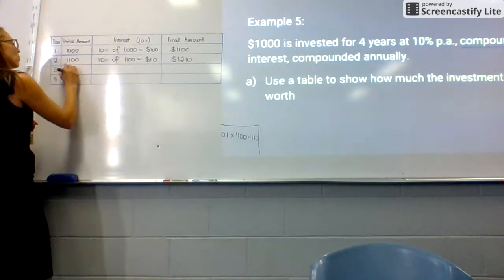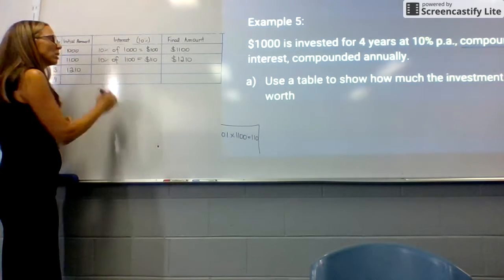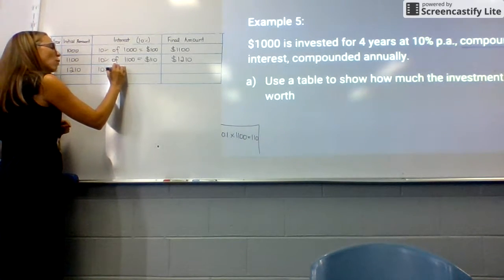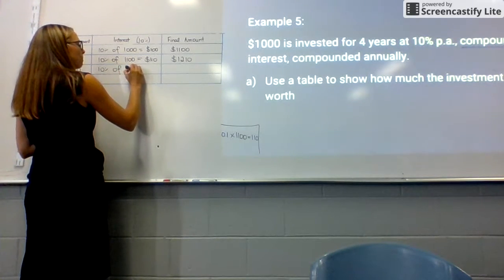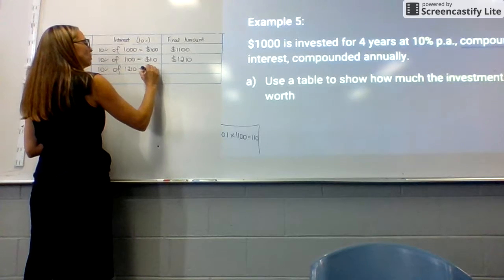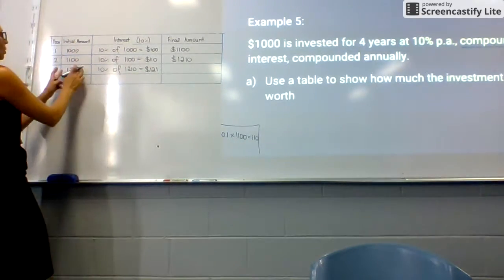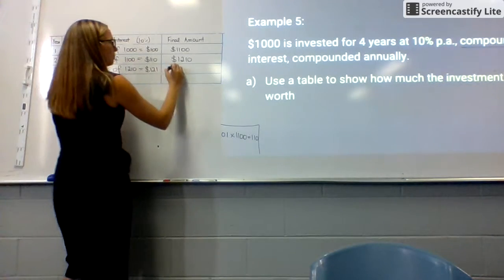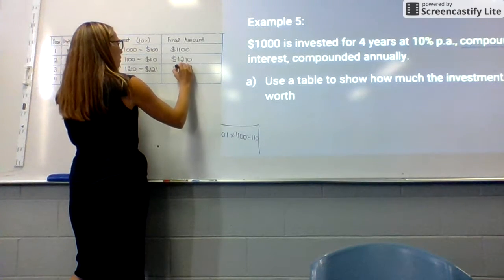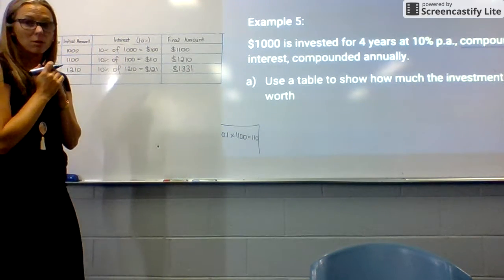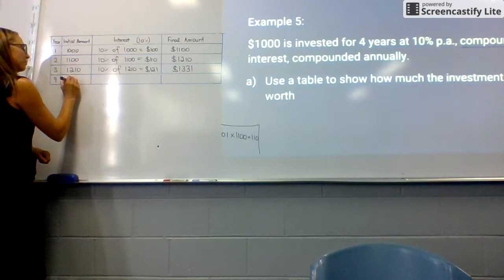This amount carries over here, $1,210. And when I'm up to my 3rd year, I'm earning 10% of whatever I had at the beginning of that year, $1,210. So that's 121. Now I want to add 121 to 1,210. Which is 1,331. That carries over into the 4th year.